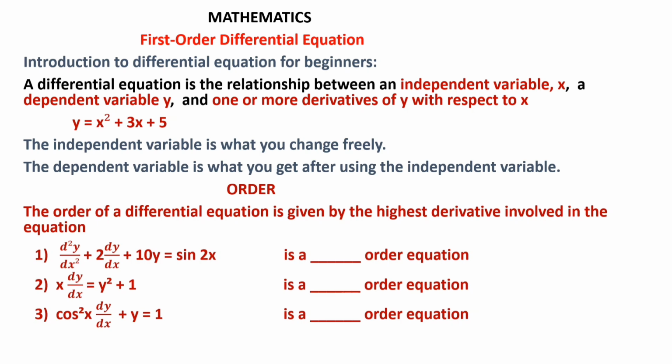Okay, so for this question now, it says what is the order of the equation? What order is this now? We're told that order is the highest derivative. So what is the highest derivative? This is the first derivative, while this is the second derivative. So what is the highest? This second is the highest derivative. So we say it is what? It is a second order differential equation.